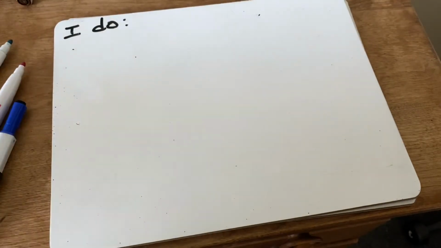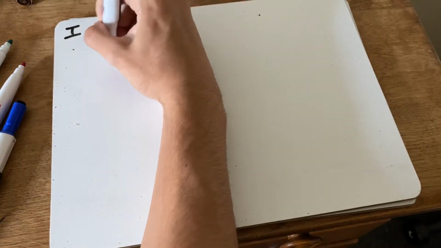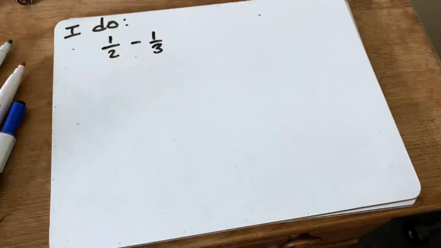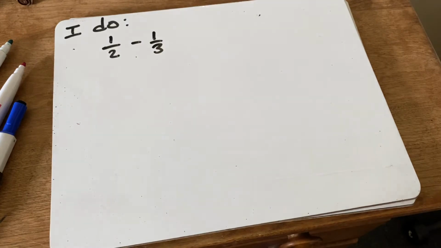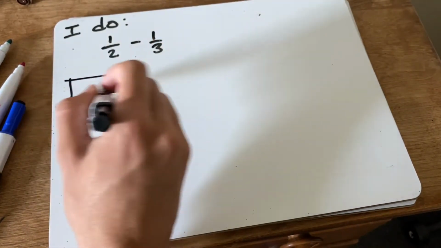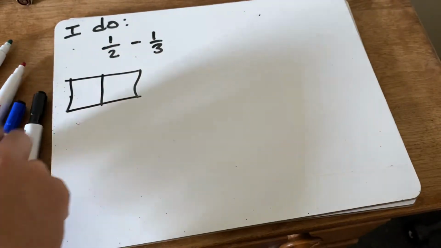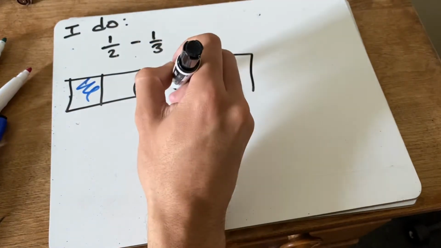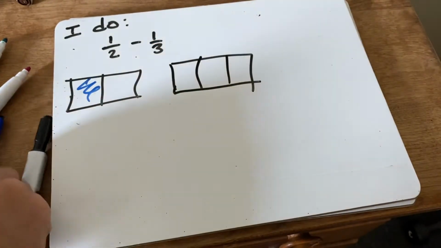So let's do what I do. All right, and let's see. We'll start off with something simple. 1 over 2 minus 1 over 3. Okay? We'll start off with that one. Now usually we'll draw it, right? We'll draw a picture. This is 1 over 2. One of it is shaded in. And then this is 1 over 3. One of them shaded in.